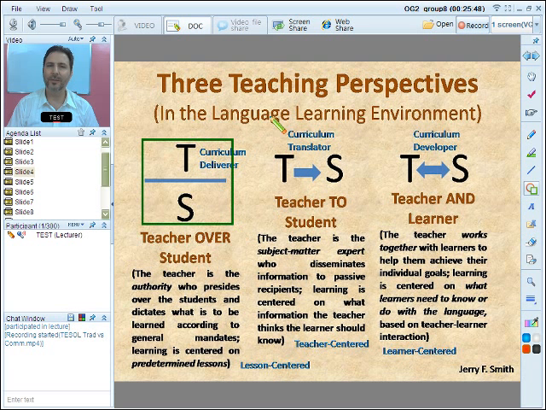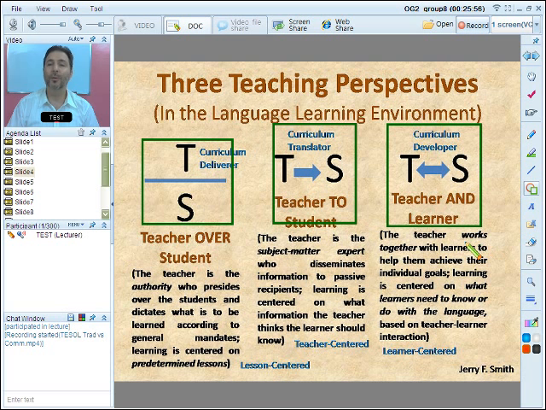But we have these three perspectives. The first two are somewhat traditional. Certainly the first one is traditional, the second one is somewhat traditional. Now the third one, this is more of a communicative perspective. And again, we're talking about language learning, but I think they can be applied in other situations.